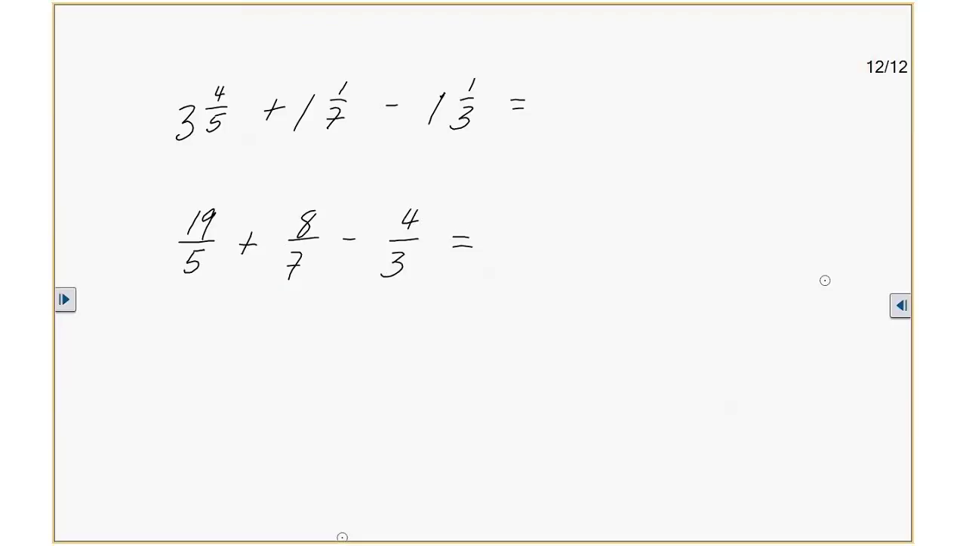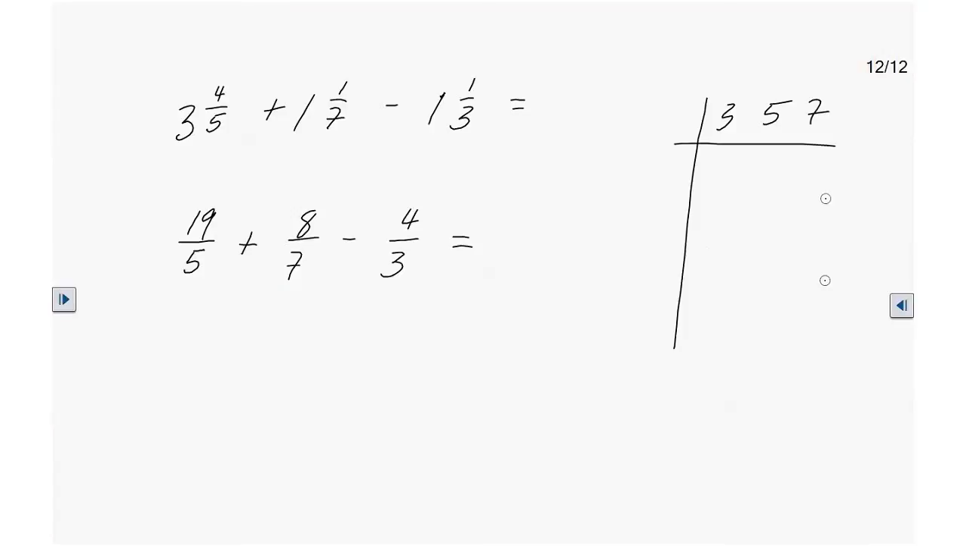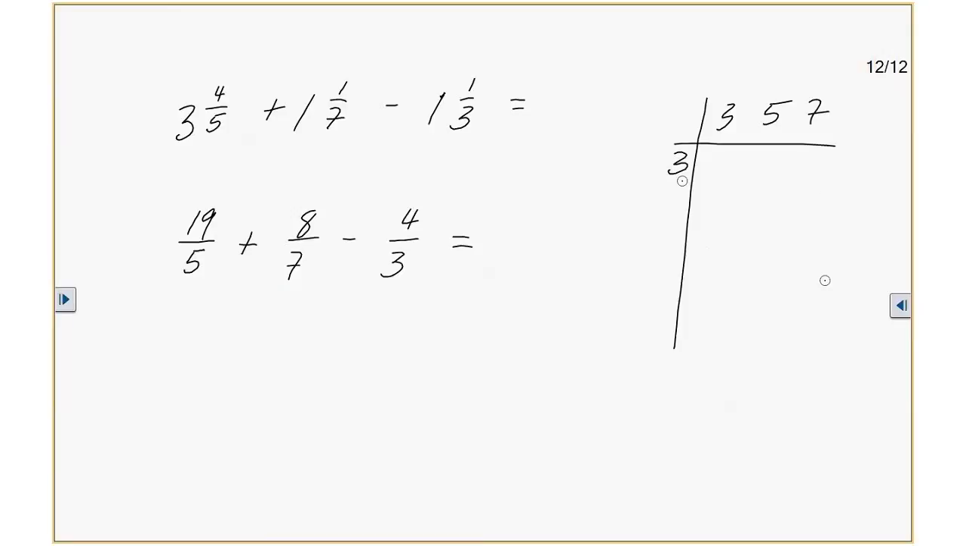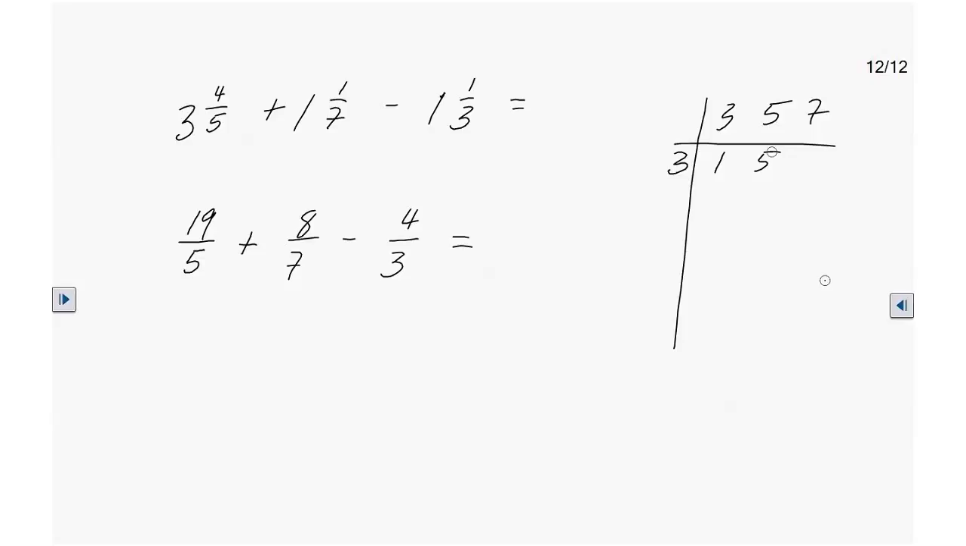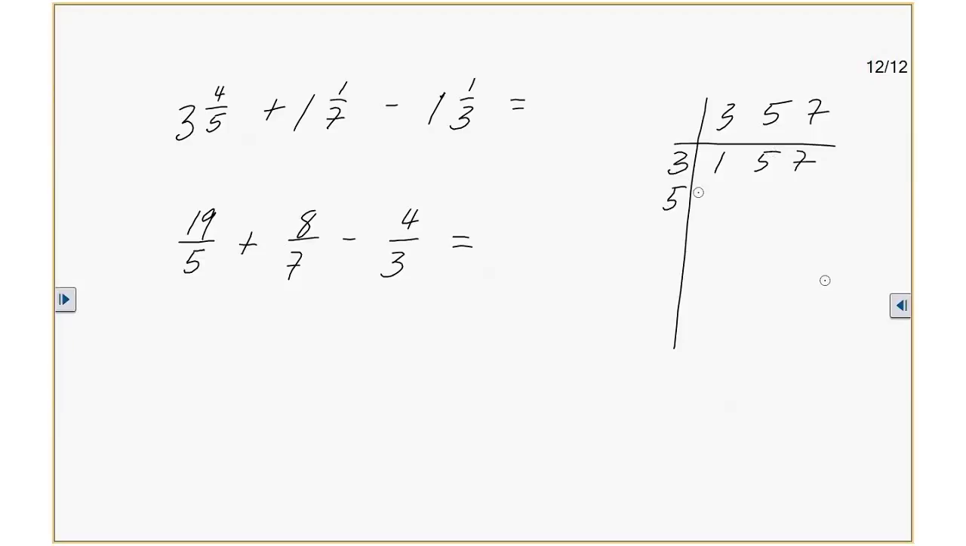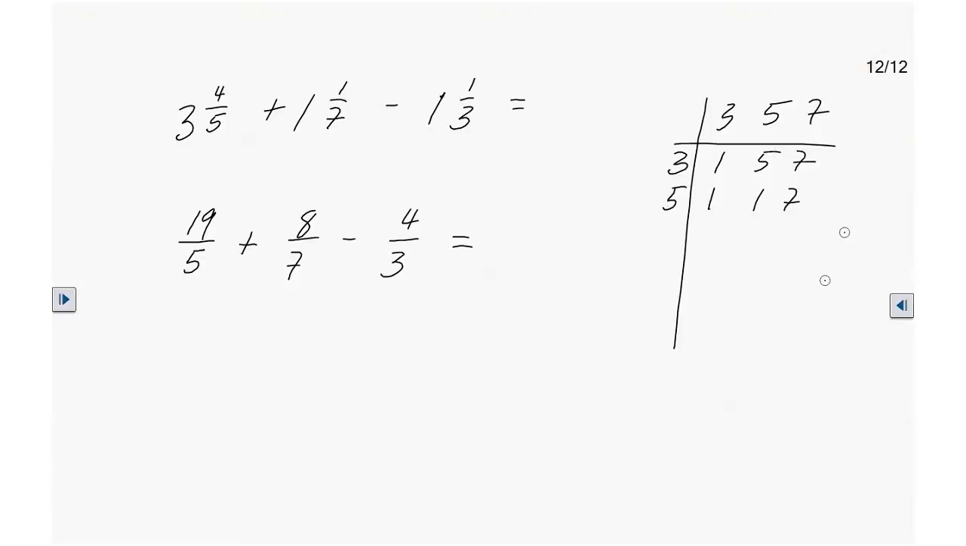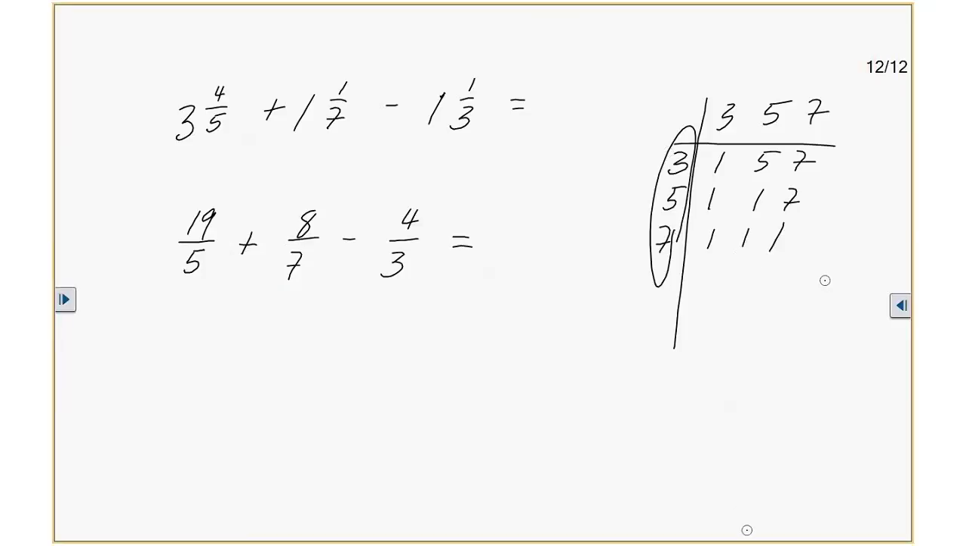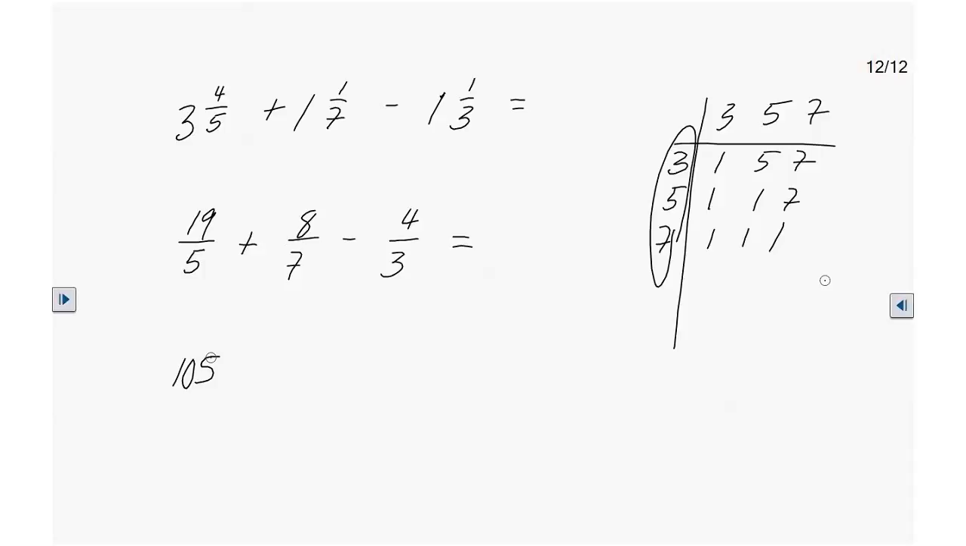So we've got to find the common denominator of 3, 5, and 7. That's pretty simple because they're all prime. So 15 times 7, that's 105. Somebody check my math. Of course it is.